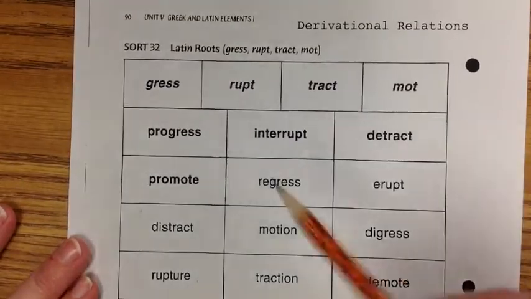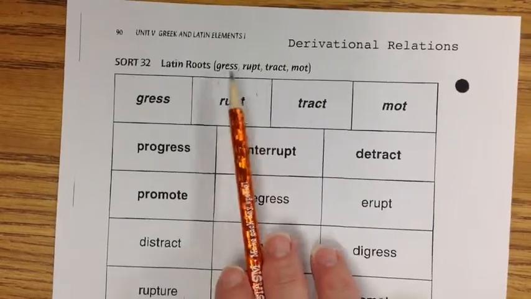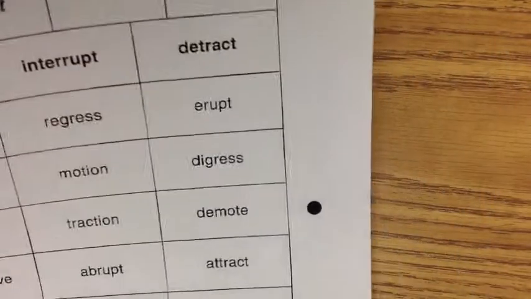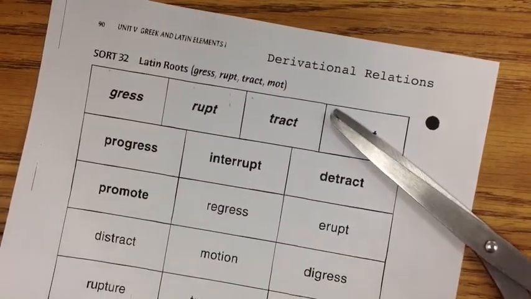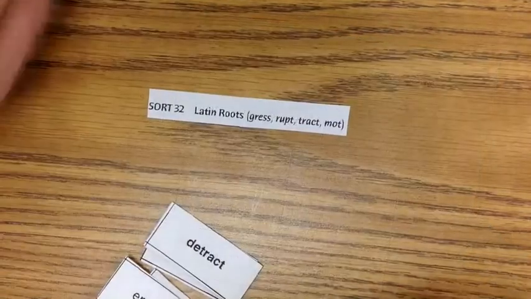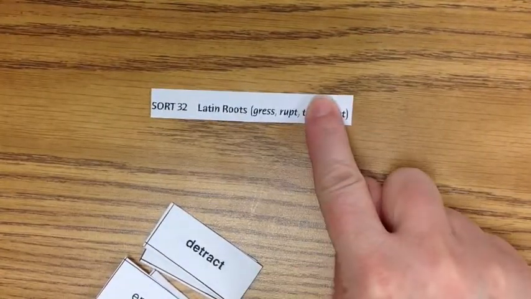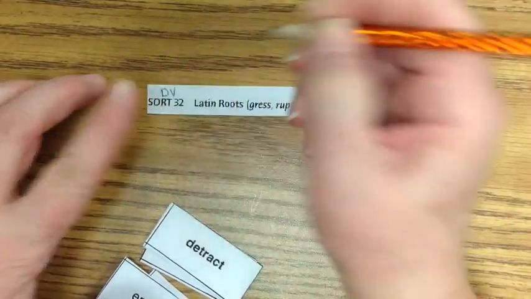As I said, this is sort 32, Latin roots with gress, rupt, tract, and mott. Let's go ahead and cut these out. I'm going to pause the video, cut them out, and be right back. You do the same. Now that I've got them cut out, make sure you do not throw this away. You need to have sort 32 on here, and remember, this is DV.